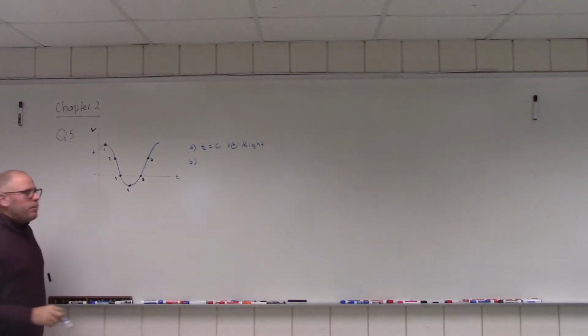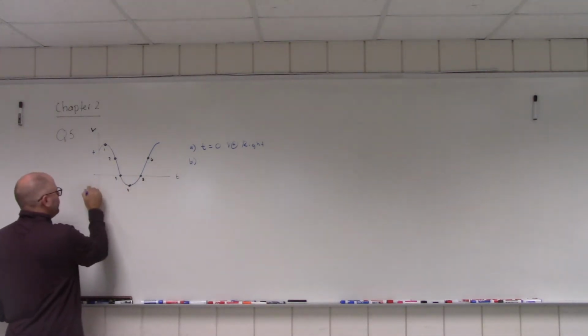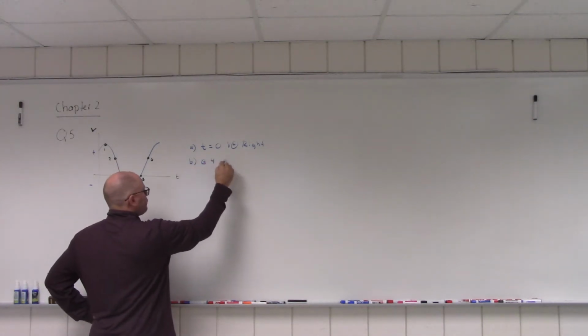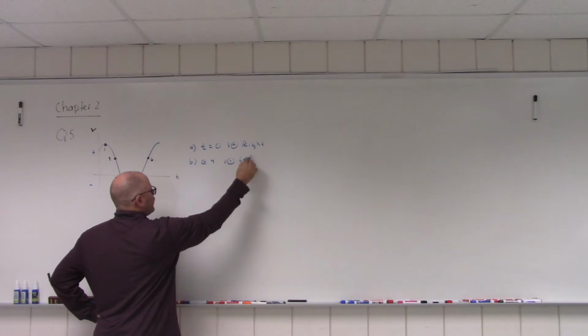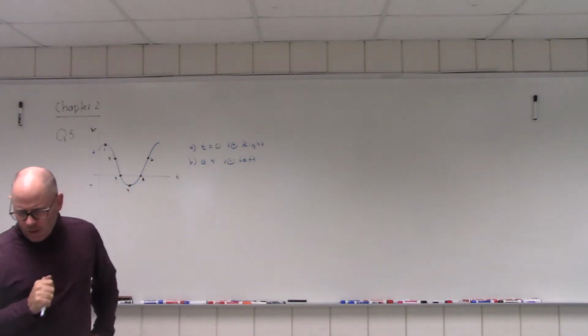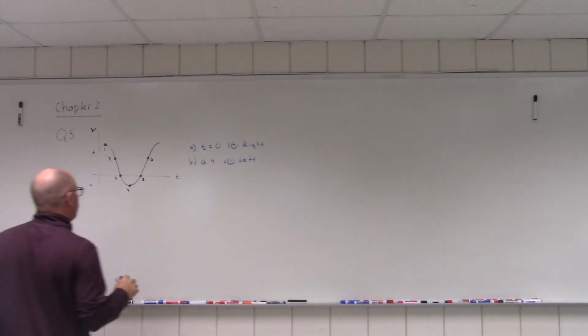B says, what about at point 4? If you notice at point 4, it's below the t-axis. So at 4, we know the velocity is negative, so it's moving to the left. Okay? C says, where does it reverse direction?